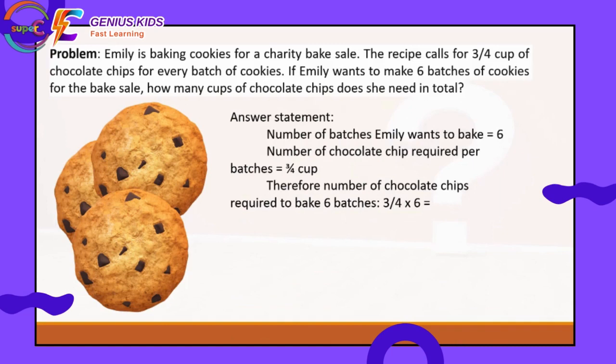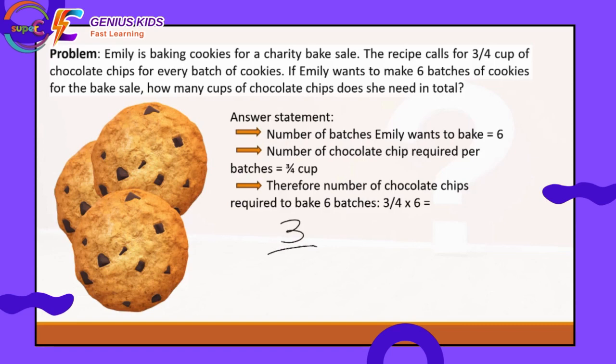So let us first understand how to form the statements. Over here, the first statement I can see is the number of batches Emily wants to bake, that is 6. The second statement states the amount of chocolate chips required, that is 3/4 cup. Now, what I have to do, this is information regarding 1, I have to simply multiply 3/4 cup with 6 batches to find my answer. So let us do that.